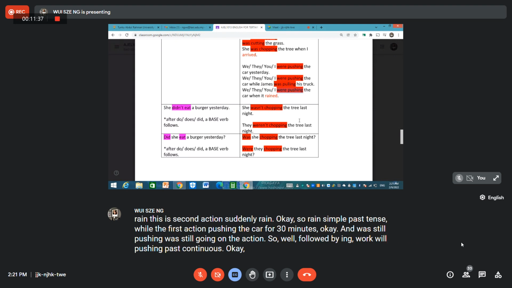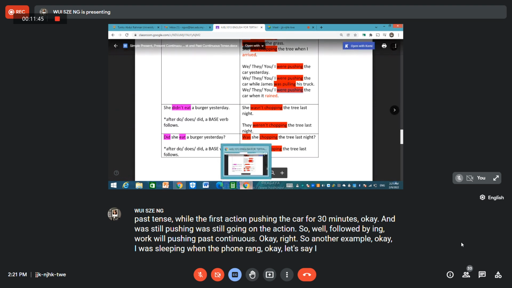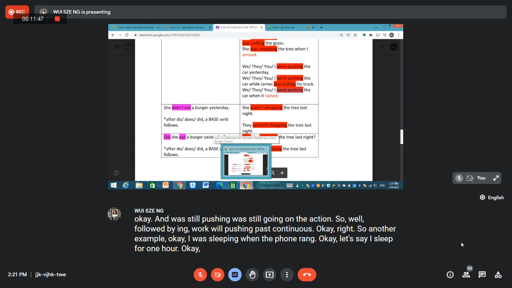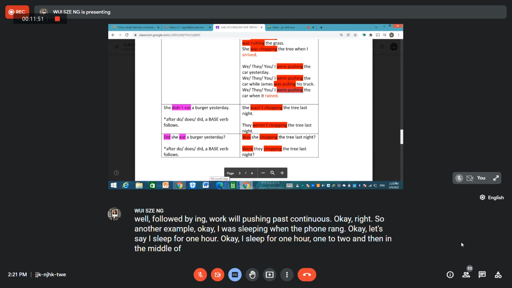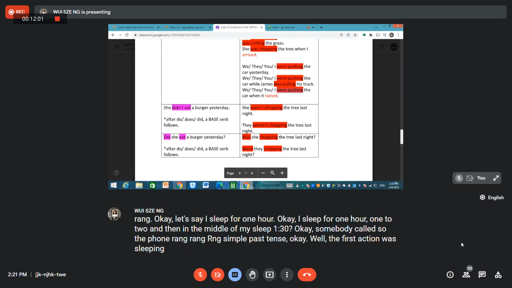So another example. I was sleeping when the phone rang. Let's say I sleep for 1 hour, 1 to 2. And then in the middle of my sleep, at 1:30, somebody called. So the phone rang. Rang, R-A-N-G, simple past tense. While the first action, was sleeping, past continuous.